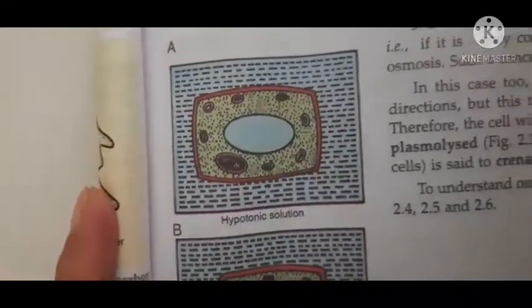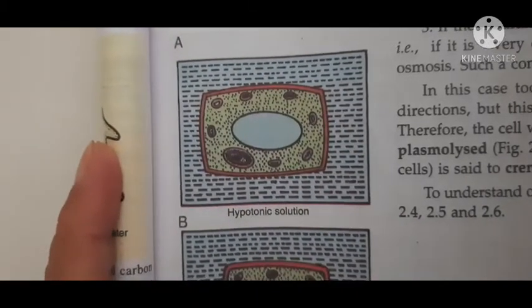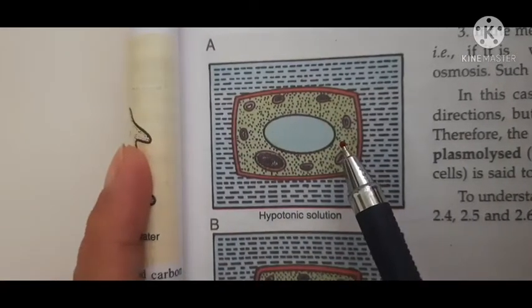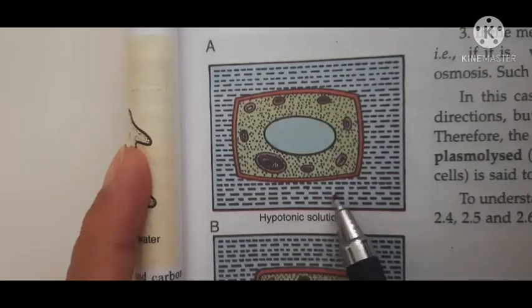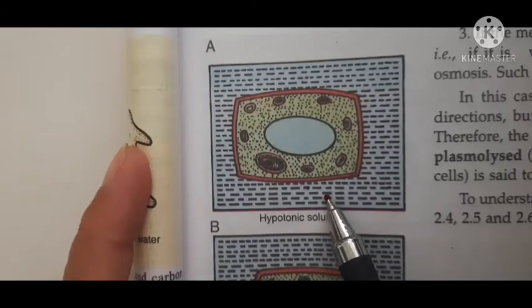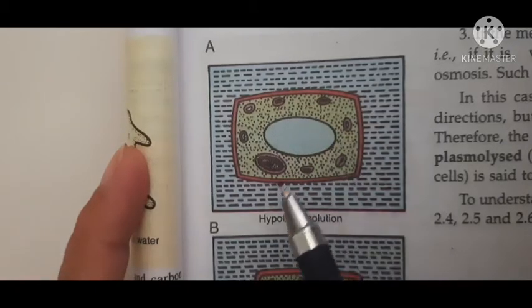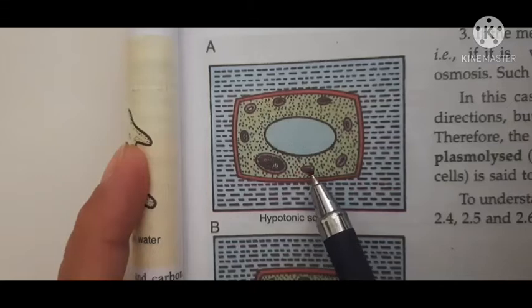Now see, this is a hypotonic solution. In a hypotonic solution, what happens when we place a cell? This is a plant cell placed in a hypotonic solution. Outside, the water is more and the solution is dilute; the solute is less. Suppose this is a salt solution, so the salt will be less but water will be more, and this solution has more water and less salt in comparison to the plant cell.